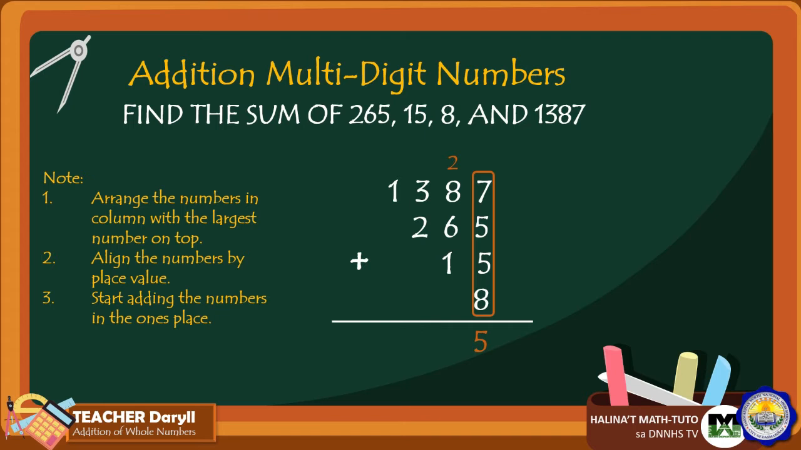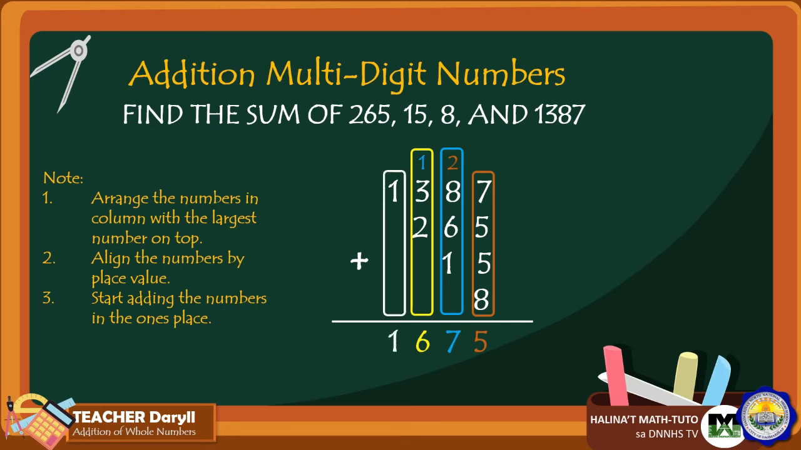Next, add the digits in the tens place, including 2. 2 plus 8 plus 6 plus 1 is equal to 17. Again, let's write 7 under the tens digit column and carry 1 over to the next column. We will now add the digits in the hundreds place, including 1. 1 plus 3 plus 2 is equal to 6. Lastly, add the digits in the thousands column, but since we only have 1 in this column, just bring it down or copy it in our answer.